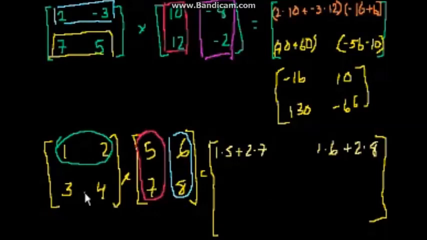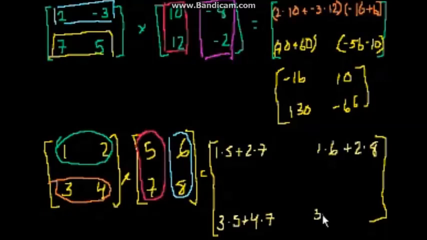Now we go down to the second row. We get our row information from the first matrix. So let me circle it with this color. And it is 3 times 5 plus 4 times 7. And then we're in the bottom row and second column. Second row, second column. So we get our row information from here and our column information from here. So it's 3 times 6 plus 4 times 8.